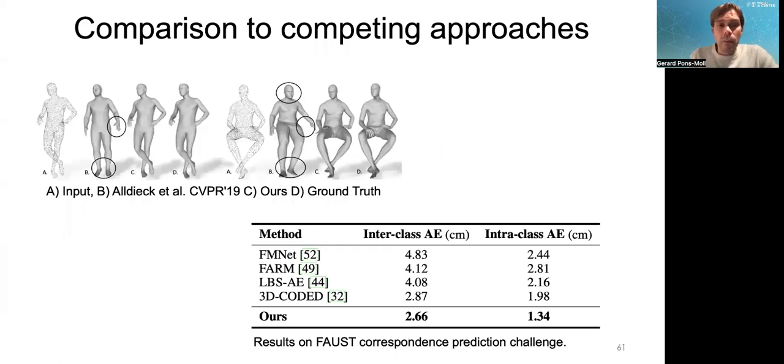Basically we compare this LoopRec methodology to previous state-of-the-art methods, and in particular, it's interesting to see the improvement with respect to 3D-CODED, which is a supervised method, and so this produces quite accurate results. One reason is that we're leveraging this self-supervised loop, and also we are combining the best of neural correspondence predictors and classical model fitting.